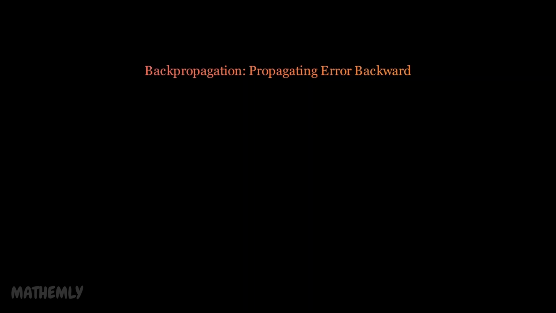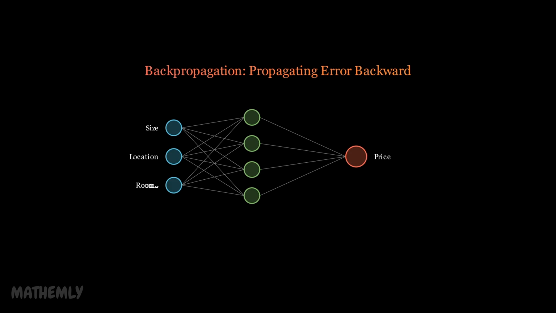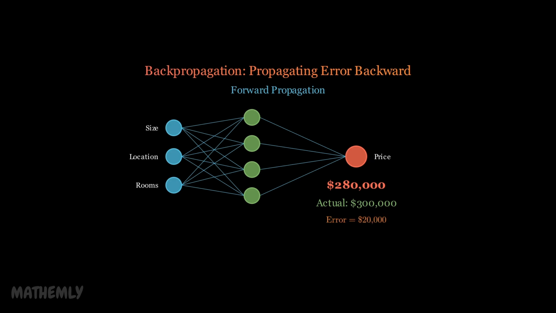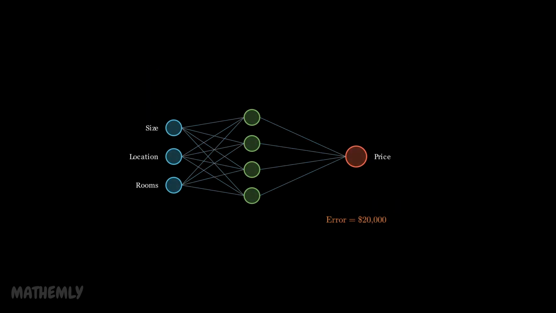Backpropagation literally means propagating the error backwards. In forward propagation, data flows from the input, like house size, location, and number of rooms, through the network until we get a final price prediction. But once we calculate the loss, say the network predicted $280,000 instead of the actual $300,000, the direction of information flow reverses. Now, instead of asking what is the prediction, the network asks where did this $20,000 error come from?